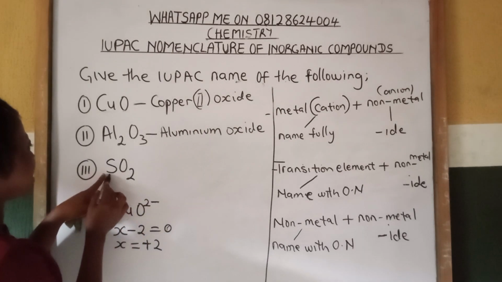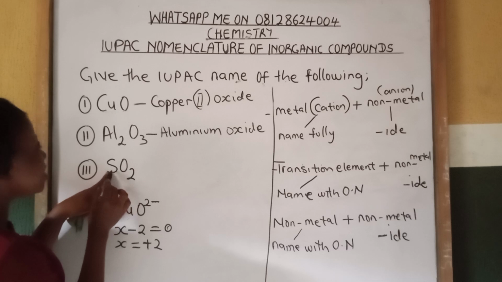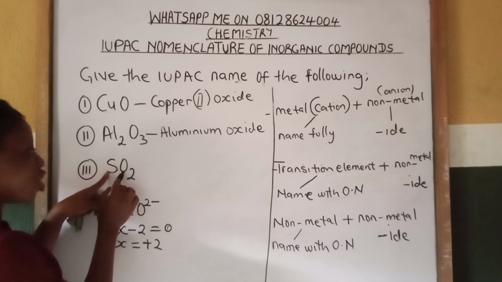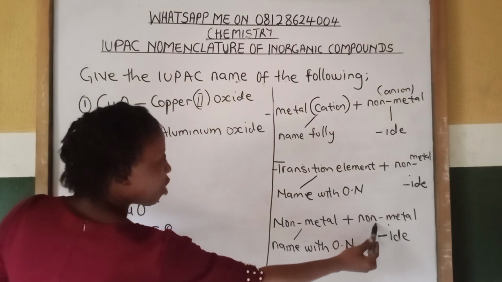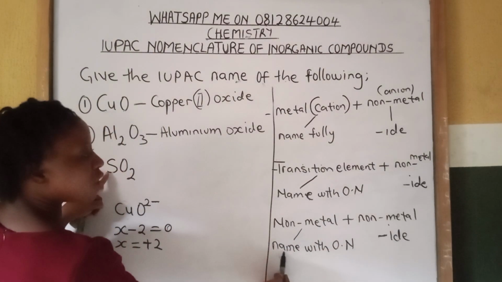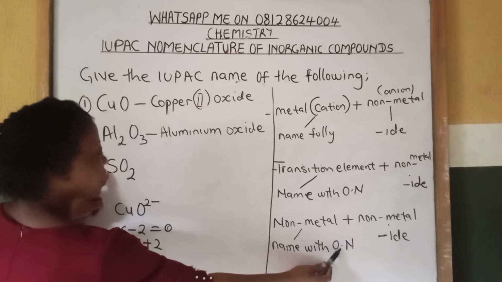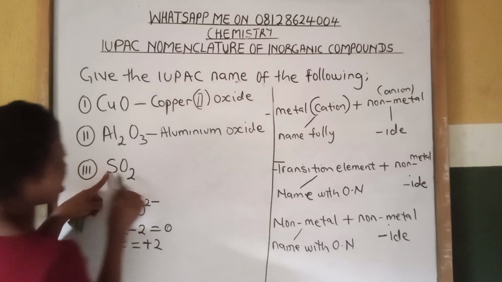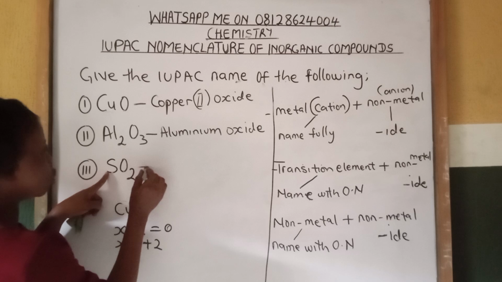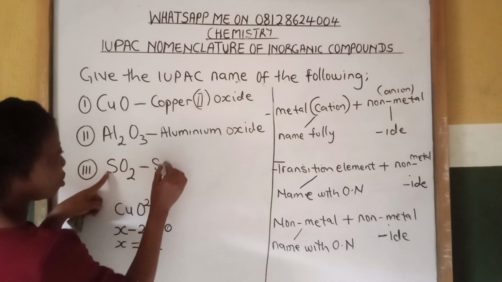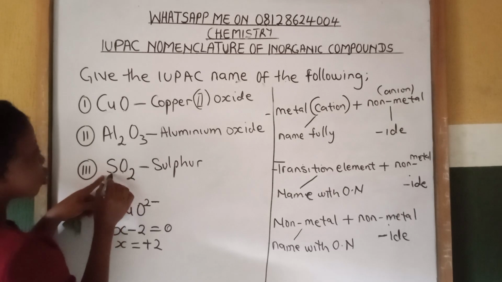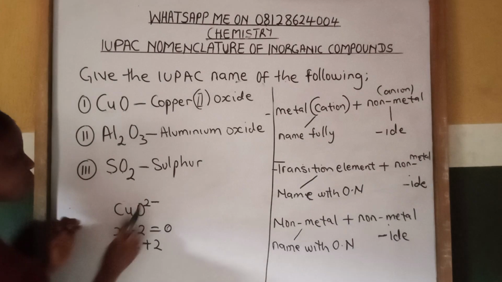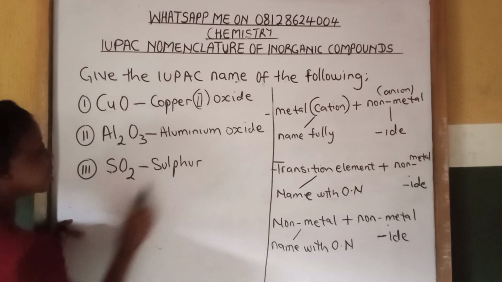So let's move to the last one. Sulfur is a non-metal. Oxygen is a non-metal. So non-metal, non-metal. When you have non-metal, non-metal, you name the first non-metal fully with the oxidation number of that non-metal. So S is sulfur. So we are going to name it sulfur what? You calculate the oxidation number of sulfur out of this compound.